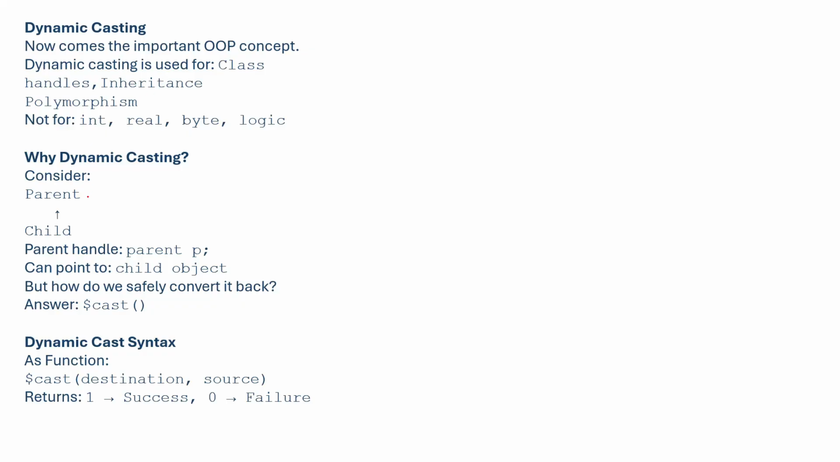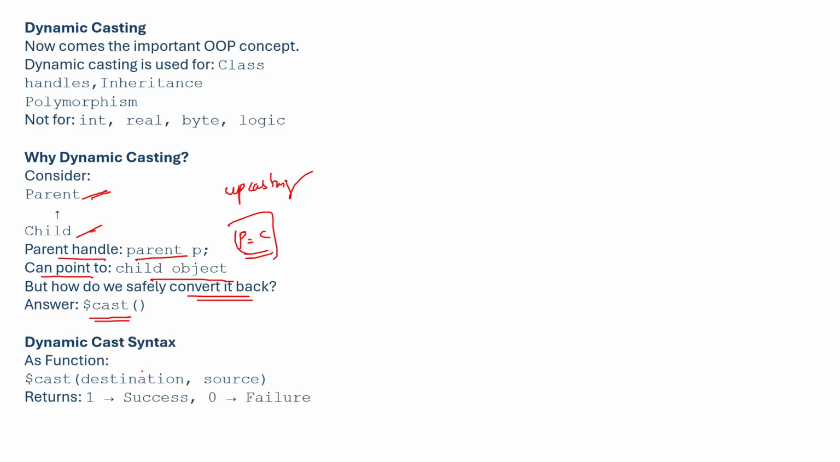Dynamic casting. Why is dynamic casting considered? Parent to child, child to parent. The parent handle, that is parent p, can point to the child objects. Okay, that is inheritance. The parent handle is obviously showing the child properties, because you are using this casting like p equal to c. So this is upcasting you are taking. Okay, and then $cast you are using, but how do we safely convert it back, like the child properties to the parent? How can we access them through the child class handle? How can I access my parent class properties? Through the parent class, how can I access the child class properties? That is the dynamic casting we are doing here.